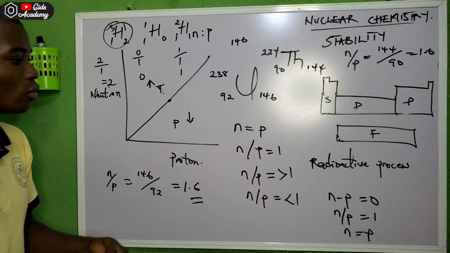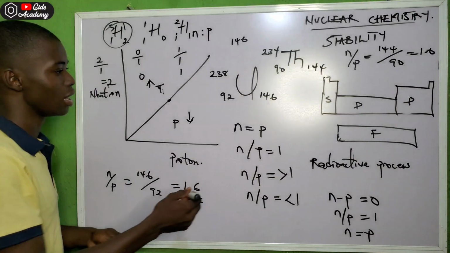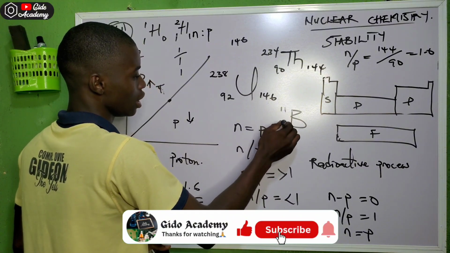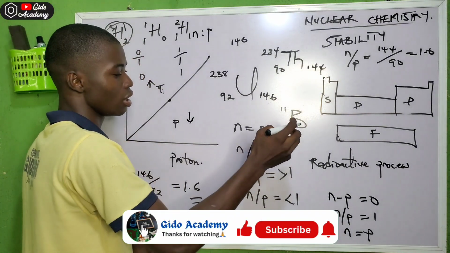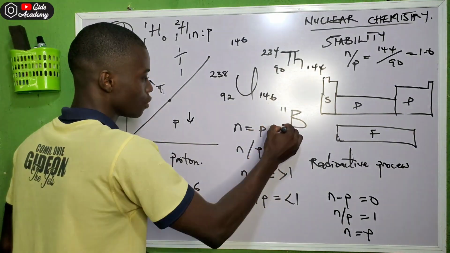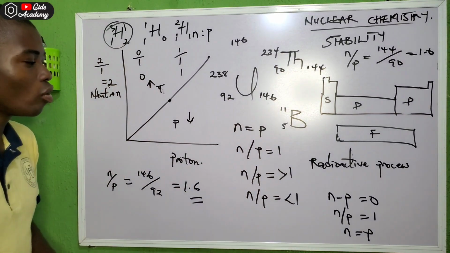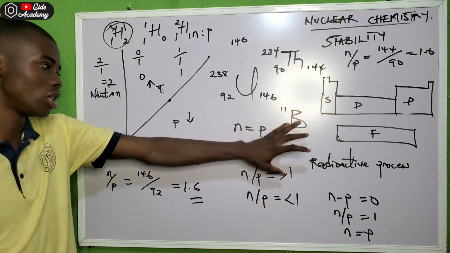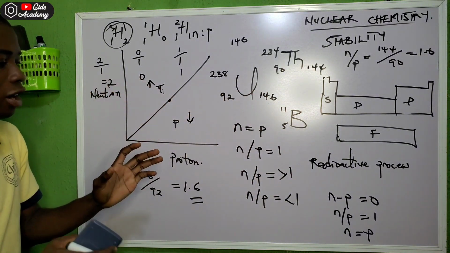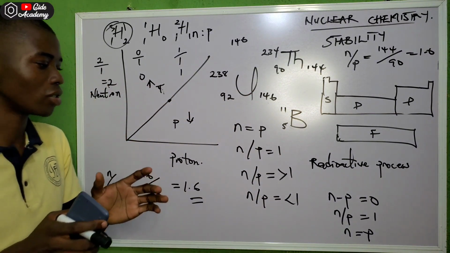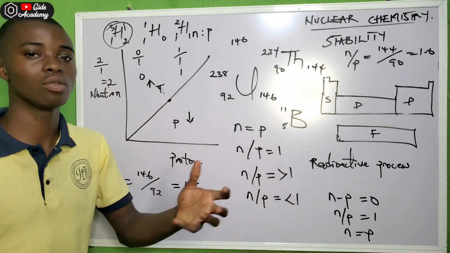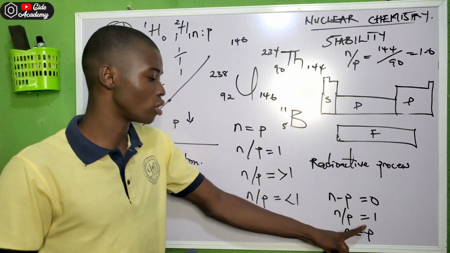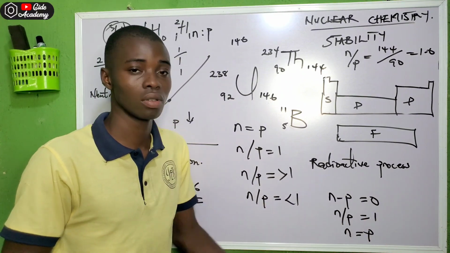So let me quickly give you a particular question, then you try it out. Let's say boron here is 11, and let's say here is hydrogen, lithium, beryllium, boron. Boron is 5. So if you have something like this, is boron a stable nuclide? The nuclide of boron, is it stable or unstable? From what I've explained so far, for a nuclide to be stable, the neutron minus proton will be equal to 0. The neutron divided by proton is equal to 1. Neutron equals proton. So that's for that.